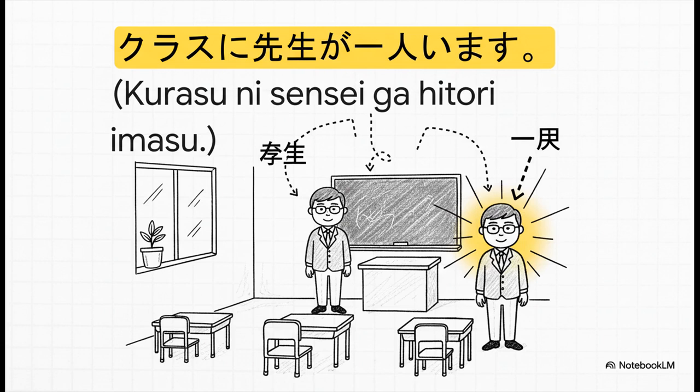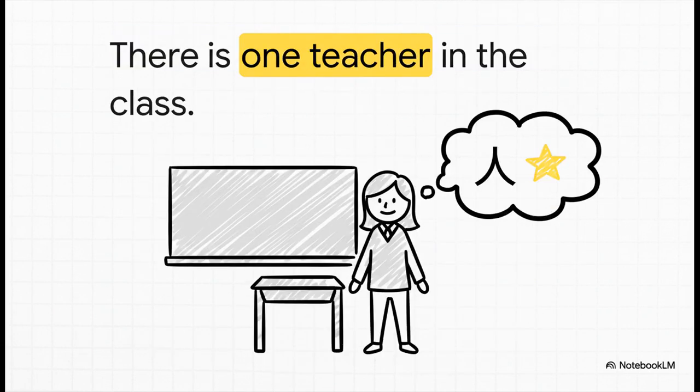Okay, now for one of our special cases. クラスに先生が1人います. So here, we're talking about 1 teacher, or sensei, in the class. We're counting just 1 person. So which counter do we need to grab? That's right, it's our special irregular form, hitori. So the sentence means there is 1 teacher in the class. This is exactly why remembering that special word is so important if you want to sound natural.